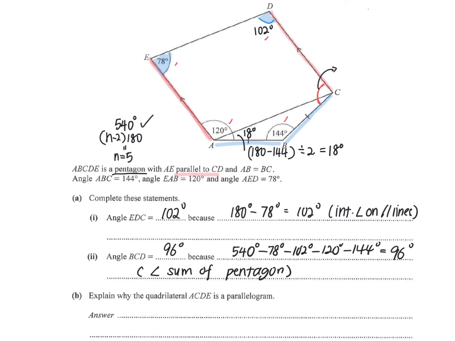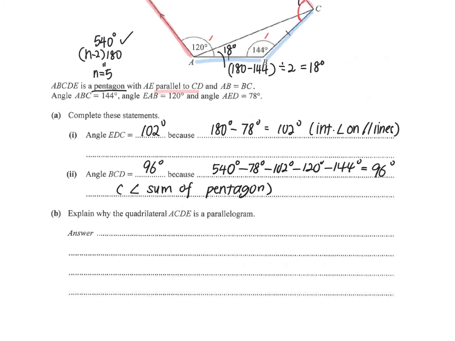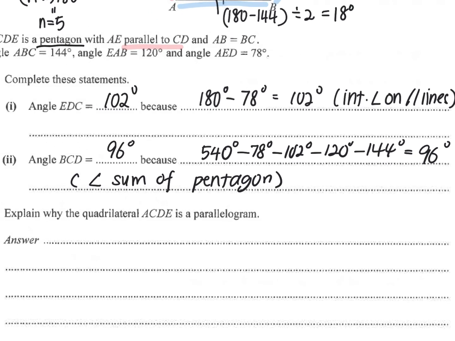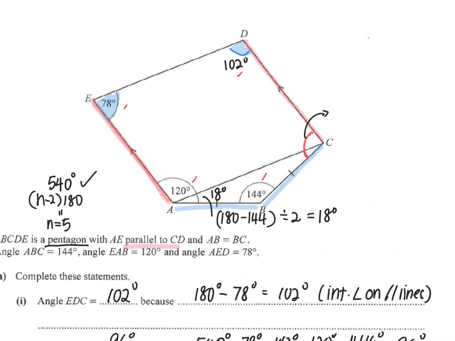Now the next part of the question: explain why the quadrilateral ACDE is a parallelogram. Now, what are the properties of a parallelogram? A parallelogram has two pairs of parallel sides, right? Two pairs. So let's take a look at ABCDE. We already have one pair of parallel lines, which is AE parallel to DC. That means I need to show that the next pair, ED, is parallel to AC.